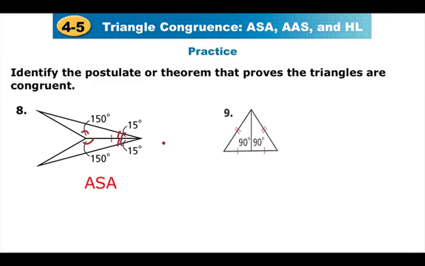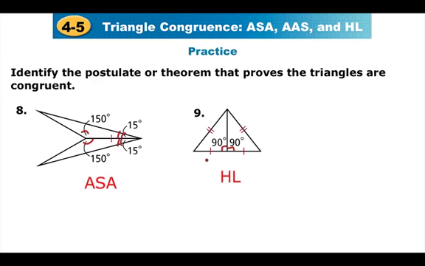Number 9, you have this side congruent to this side. This angle here is 90 degrees, which means that these two sides are perpendicular. You have this side congruent to this side. Notice that you have two right triangles. Do we have a hypotenuse and a leg congruent in both? And the answer is yes, so that's why we can use HL.